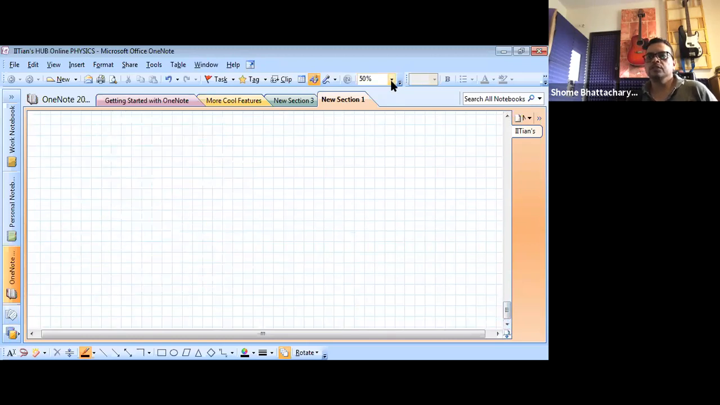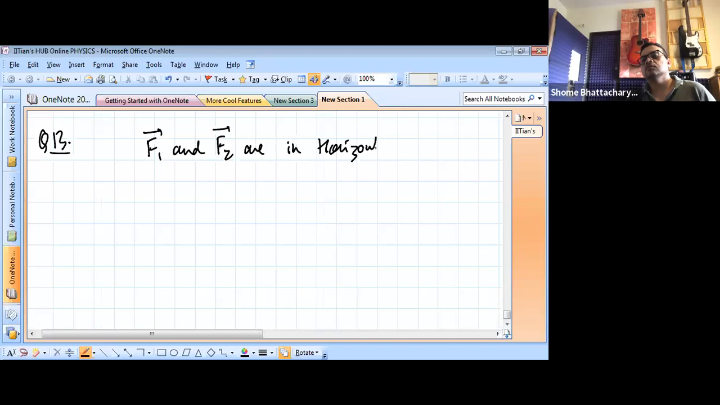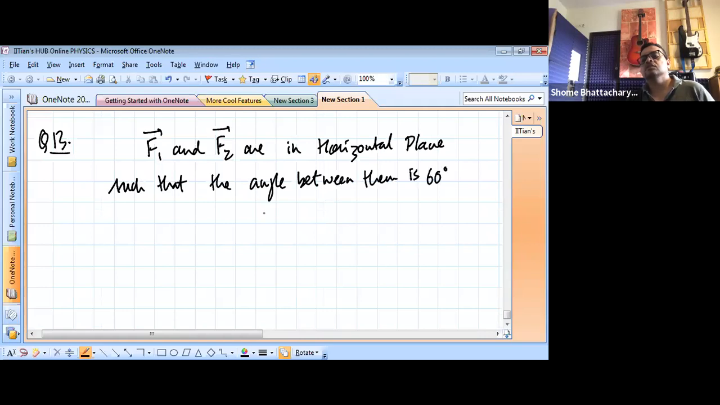Okay, so let's move on to question 13. 13 is an interesting type of application. You have to make use of three-dimensional vector application because it says that F1 and F2 are in the horizontal plane such that the angle between them is 60 degrees. Okay. And their magnitudes are I think equal, right?